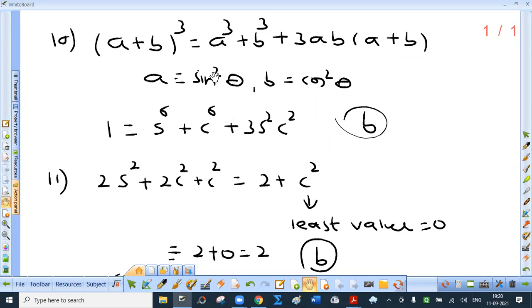What is the cube of sine square? Sine raised to 6. Cube of cos square, cos raised to 6. 3ab, so 3 sine square cos square into (sine square plus cos square), which is 1. And we are asked to find the value of this only, which is 1. Correct option is B.